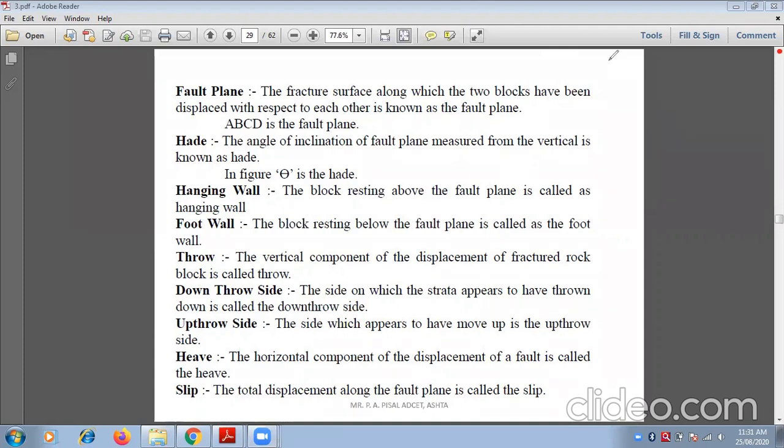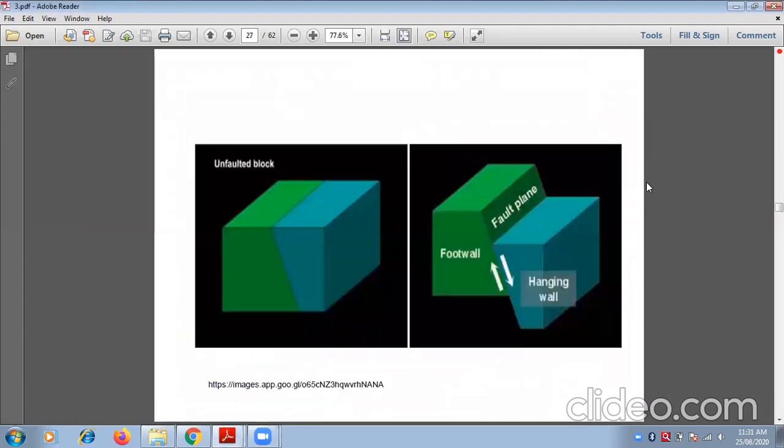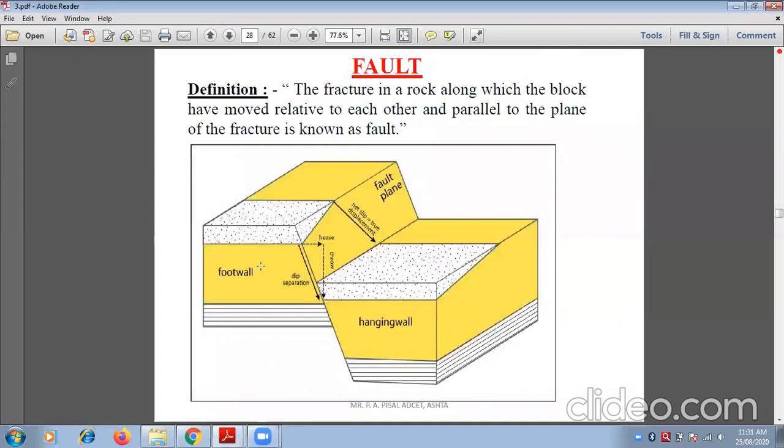The next term we will discuss is the hanging wall and footwall. These two terms are very important from your understanding point of view, because if you can't recognize the correct hanging wall and footwall, then there is a difficulty to identify the type of the fault. So you have to understand what is the meaning of hanging wall and footwall here. Now I will show you which is the hanging wall and which is the footwall.